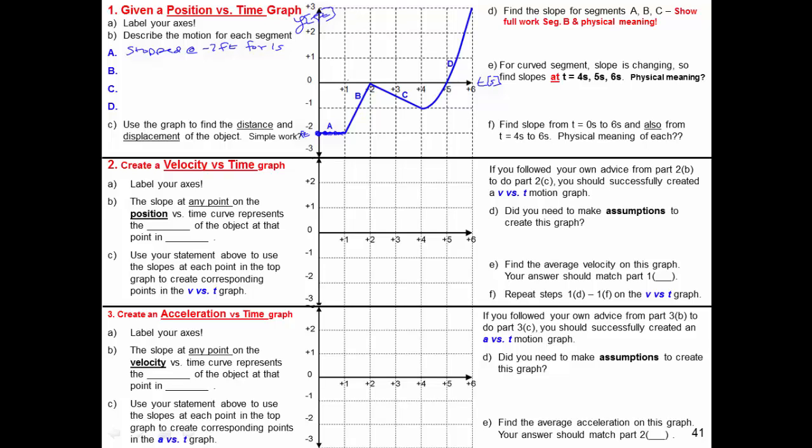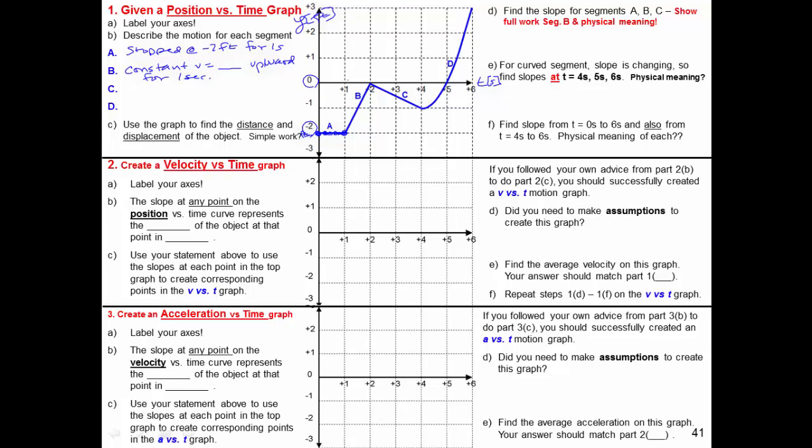For segment B, we're moving from -2 feet up to 0 feet. So it looks like we're moving up. We've got a straight line, and a straight line means we have a constant slope, and we know from before that slope means velocity. Therefore, we're moving at a constant velocity upward. I'm going to leave it blank for the velocity, so we'll calculate that in a moment. And we do that for 1 second.